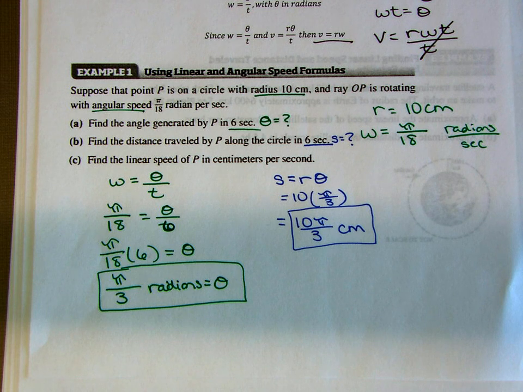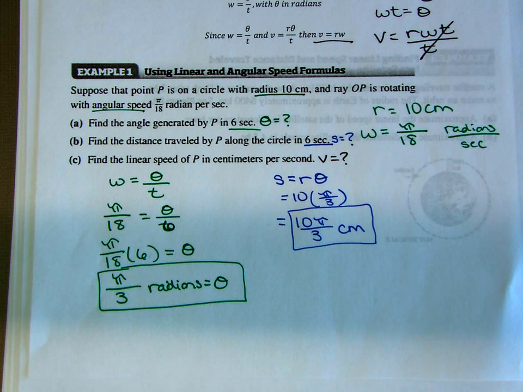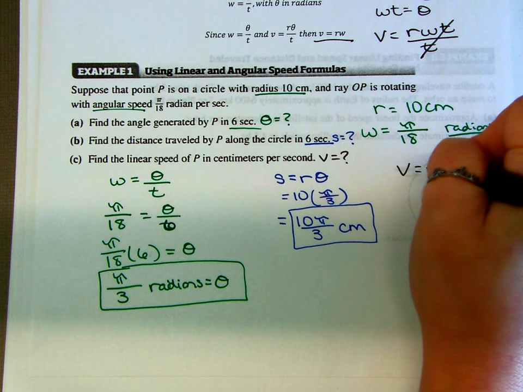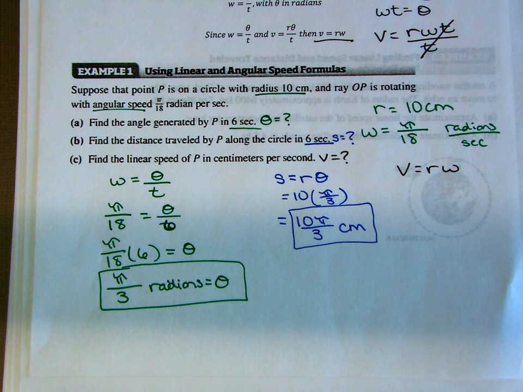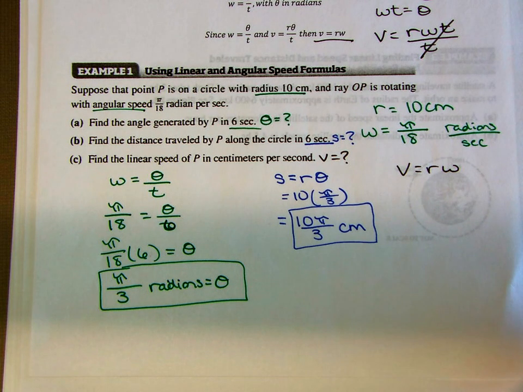Part C says find the linear speed of P in centimeters per second. So linear speed is our V. That's what we're trying to find in part C. And you can use either V equals S divided by T, or V equals R times W. You can use whichever form you want. I went with, what did I go with? I went with the arc length over time because we just found what that is. We found our arc length. We know our time.